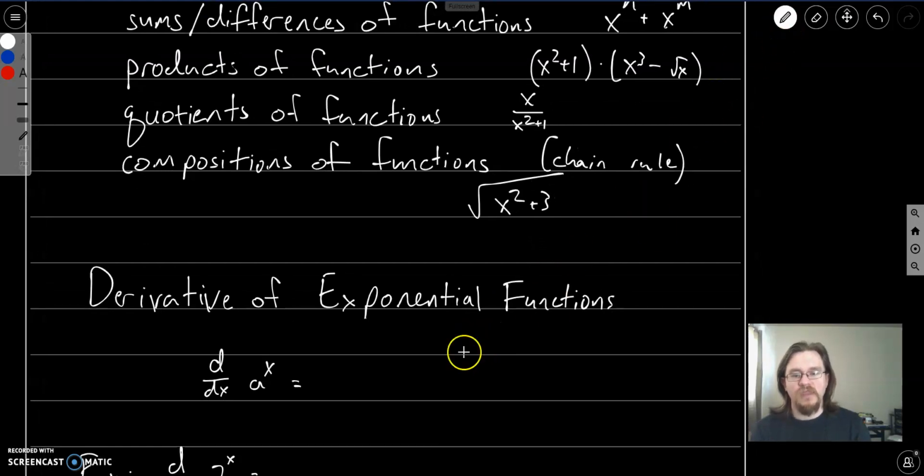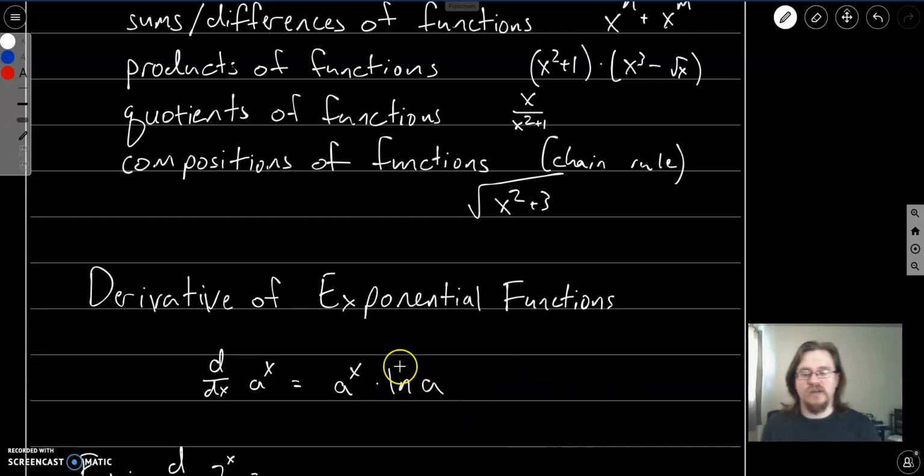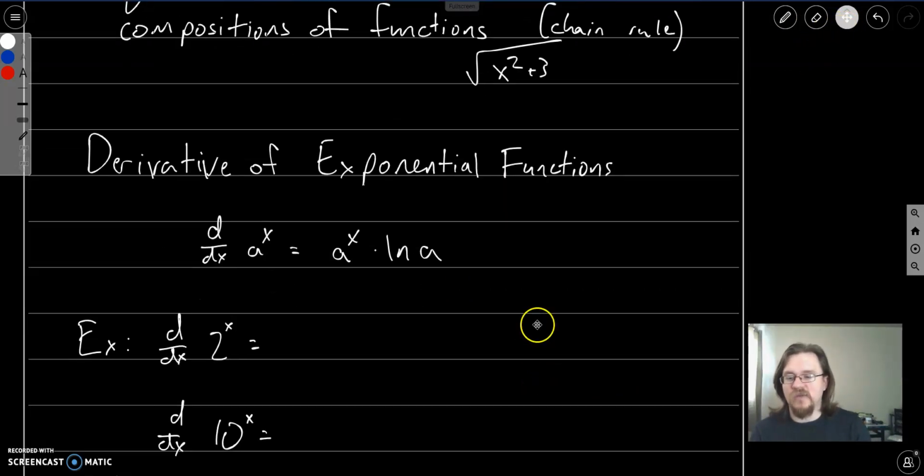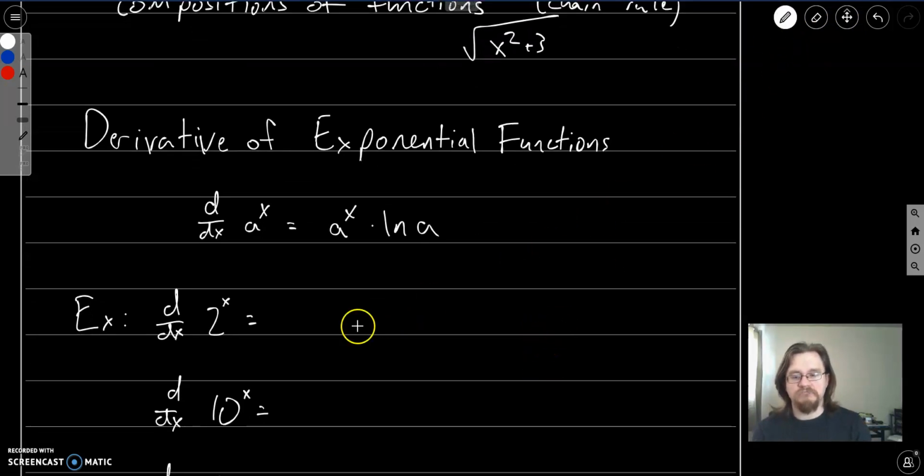So when we want to take the derivative of a to the x power, this is pretty straightforward. It is nearly the same thing. It is a to the x power times the natural log of a. And that's it. This natural log of a pops out. And we can do a couple of quick examples here. If we take the derivative of 2 to the x power, again, this is just going to be 2 to the x power times the natural log of 2.